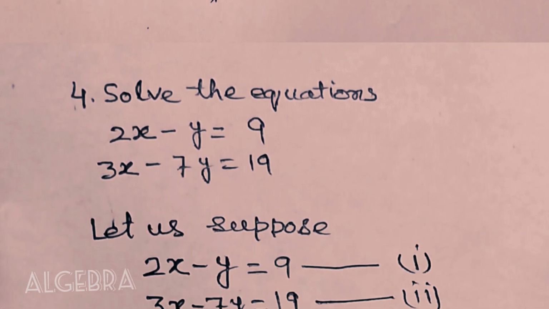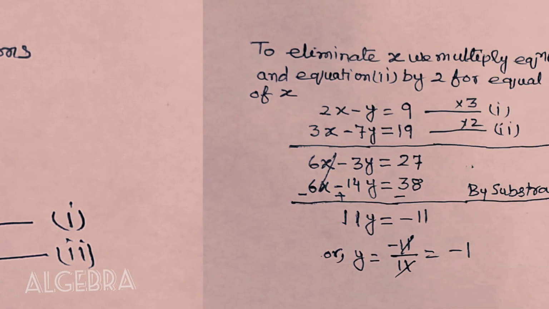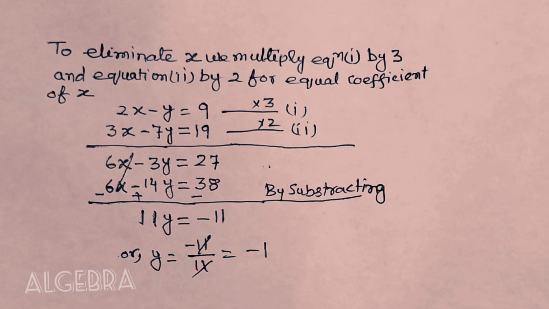Answer. 4. Solve the equations. 2x − y = 9, and 3x − 7y = 19. Let us suppose 2x − y = 9, equation 1, and 3x − 7y = 19, equation 2. To eliminate x, we multiply equation 1 by 3 and equation 2 by 2 for equal coefficient of x. 2x − y = 9 multiplied by 3, and 3x − 7y = 19 multiplied by 2. 6x − 3y = 27, and 6x − 14y = 38.